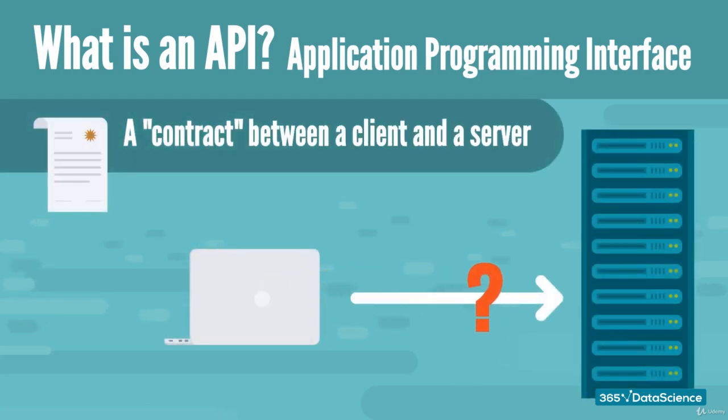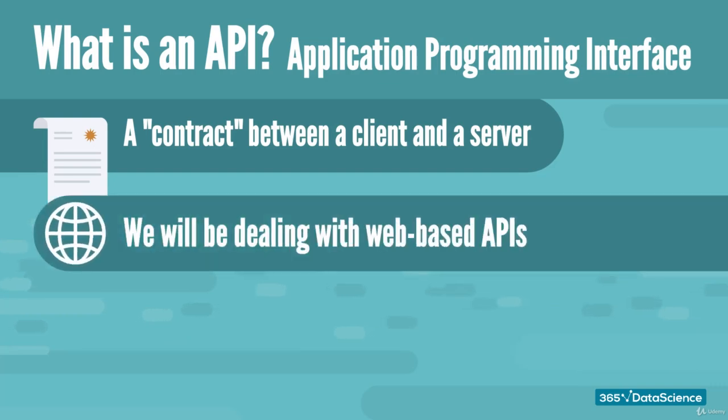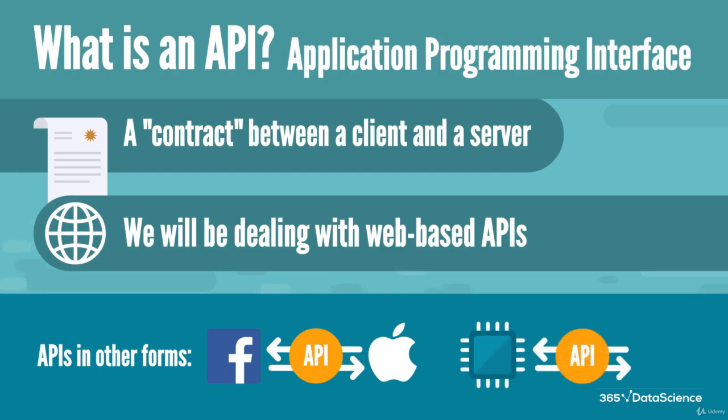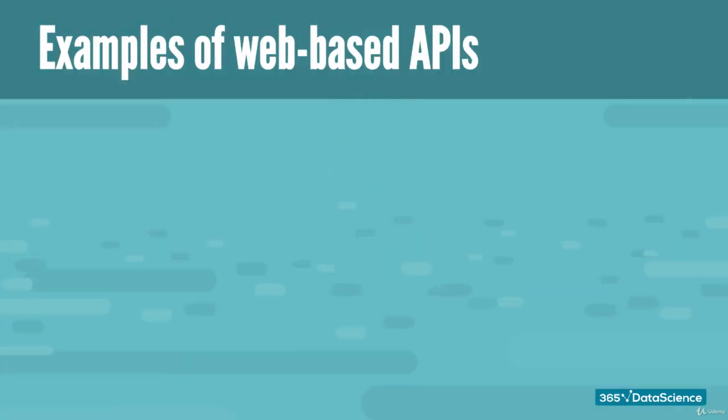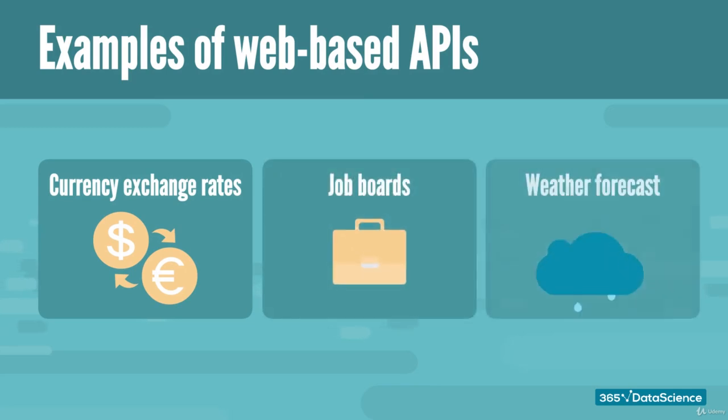If the client makes a request in a specific format, the server will always respond in a documented format or initiate a defined action. The APIs we will be dealing with in this section are web-based APIs. However, the concept of API exists in many other forms. For example, there can be APIs between an application and an operating system, or between some pieces of hardware and software. Some examples of web APIs include up-to-date currency exchange rates, job boards, weather forecast information, and many, many more.